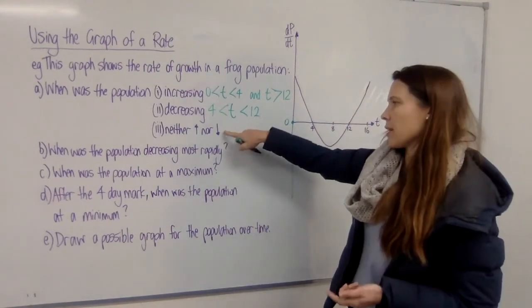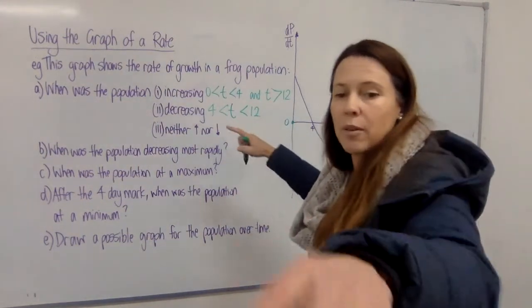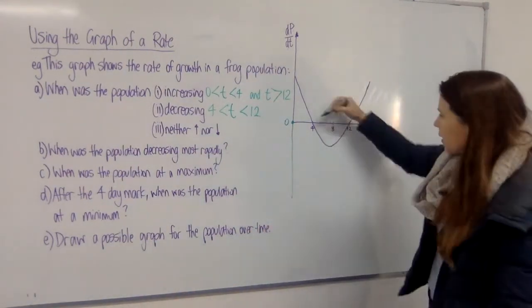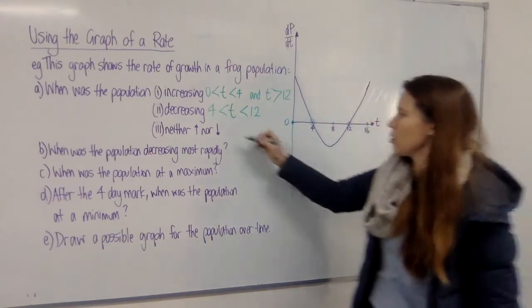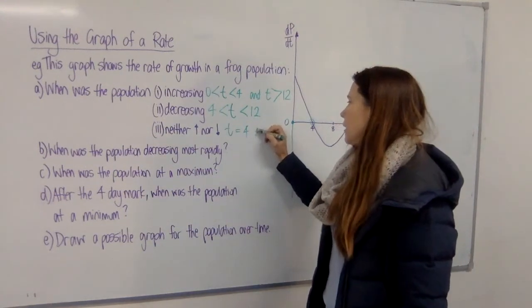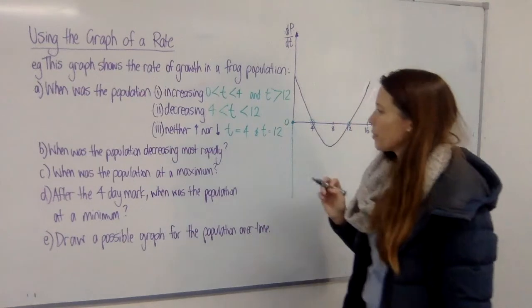When is the population neither increasing nor decreasing? Well, that would mean that the rate of change was 0. So that happens right here and here, when t equals 4 and t equals 12.